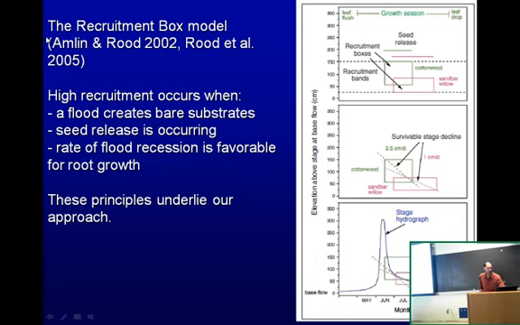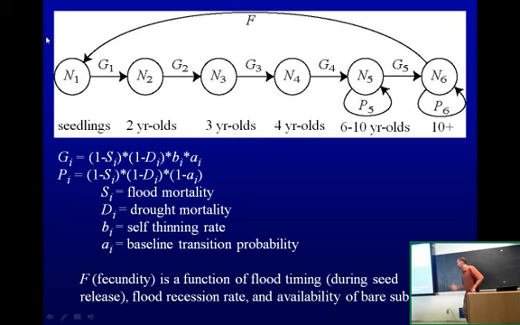And so what we did is we used a simple population projection model, sort of a matrix model, to first model cottonwood and then model tamarisk in those same habitats. And so you might recognize this from a basic ecological modeling course, where you have these different categories.